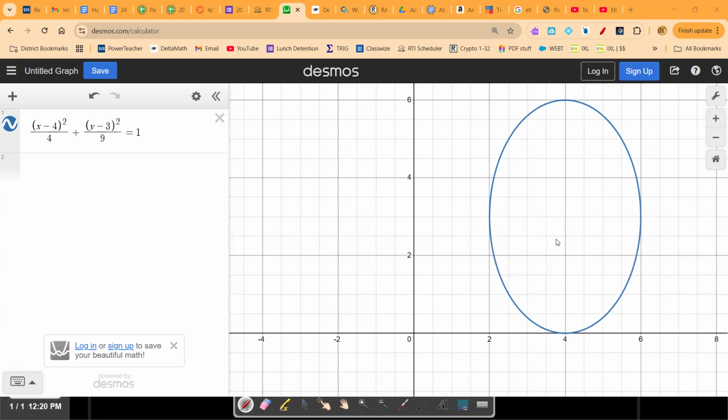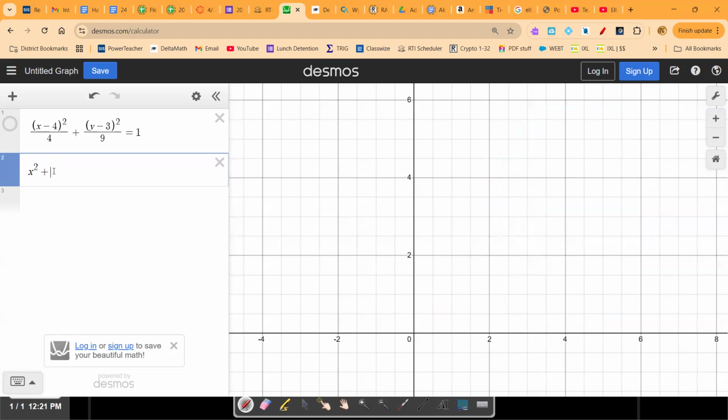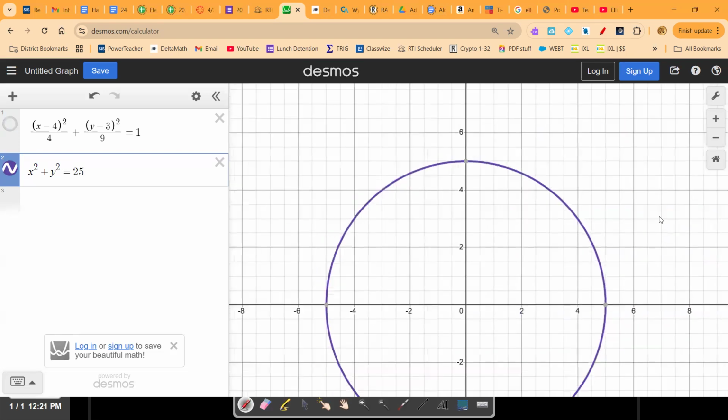So this is what an ellipse looks like. It's like an oval. And this is what it would have been. And let me show you a circle. So you see all the fancy stuff in there, like the -4 and the -3 and the over 9 and all that stuff. If I just take this out, and let me get rid of this graph here for a second. So if I just did x squared plus y squared equals 25, what do you see?